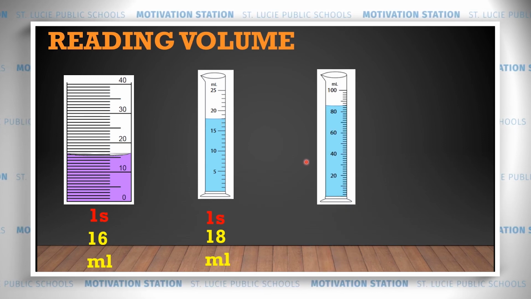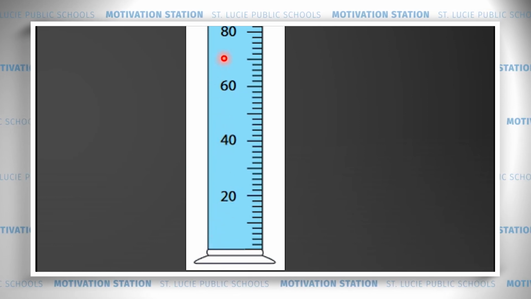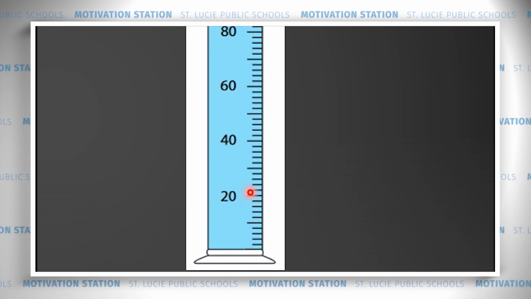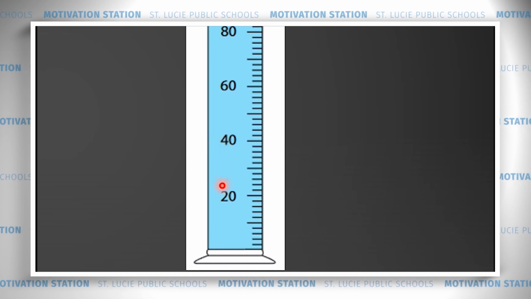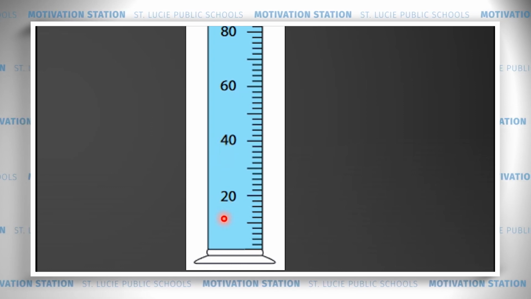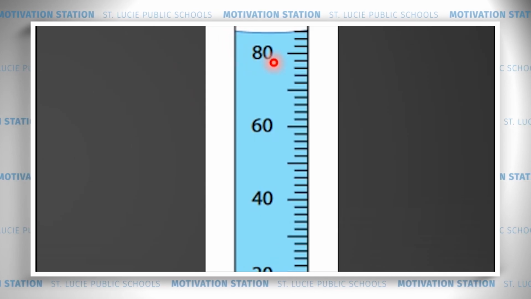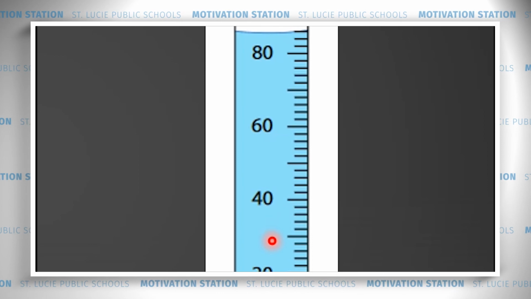This one skip counts by 20s. 20, 40, 60, 80. And in between there are 10 lines, so they wouldn't each be worth 1. To get from 20 to 40 with 10 lines, they would be skip counting by 2s. So now I can find my volume at 80, 82, 84, 86 milliliters.